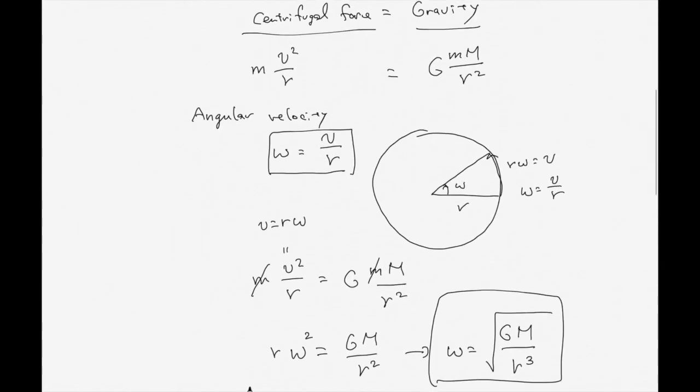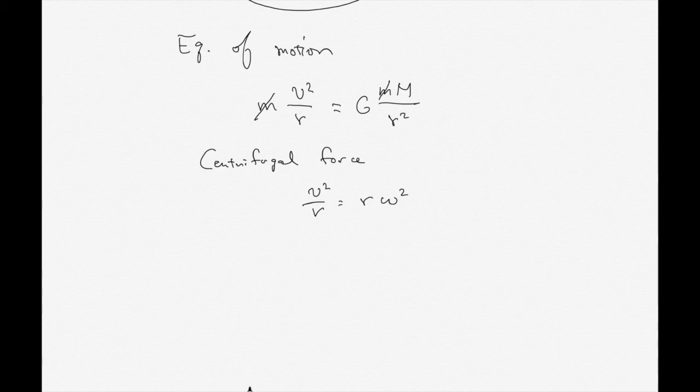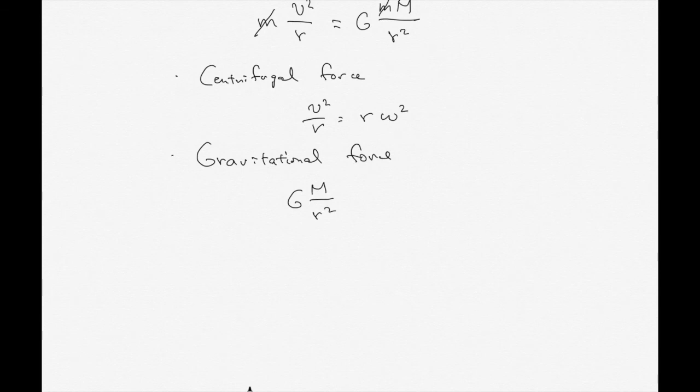Then we start considering the equation of motion. Go back to the equation of motion: m v squared over r equals G M m over r squared. Then m is cancelled if you consider the unit mass of the object. The centrifugal force is expressed as v squared over r, or r omega squared. And the gravitational force is expressed as G capital M over r squared. We'd like to consider these two forces.